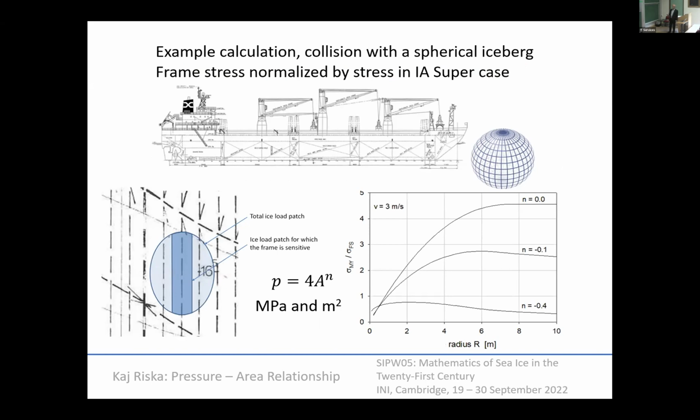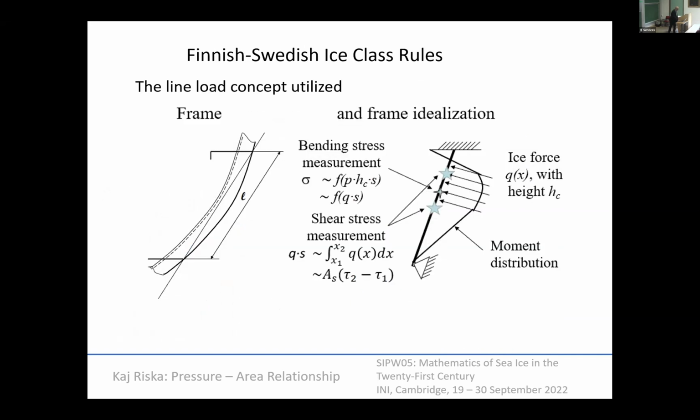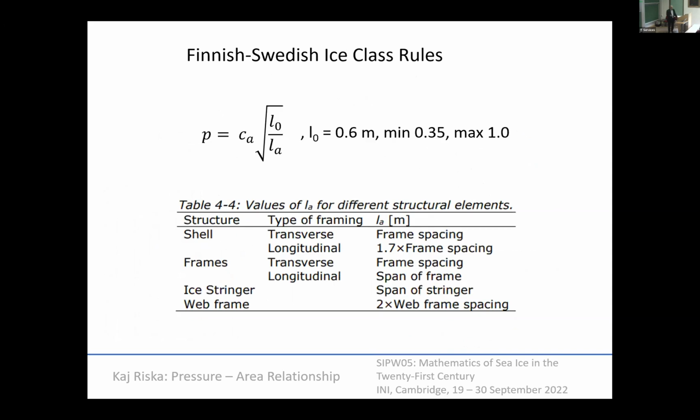But anyway, in the beginning the area is small, and then it expands. And what is the response? Well, if there's no area dependency, response goes up and then suddenly levels off. If there is minus 0.5, it goes up, but it reaches a maximum. So there's actually a critical design area for each case, and this is something you have to determine being an engineer. Well, in Finnish-Swedish ice class rules, we actually use the line-load concept and then the square root of area, so the exponent is minus 0.5.